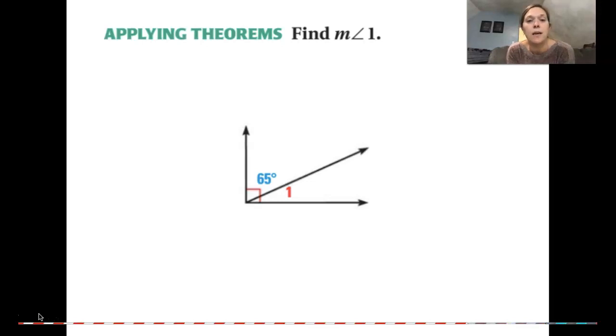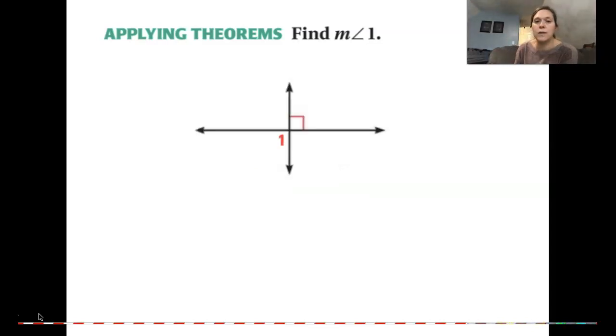Okay, so can you tell me the measure of angle 1? Hopefully you said that the measure of angle 1 was equal to 25. To get that, we know that those two angles need to add up to 90. So 90 minus 65 gets you to 25.